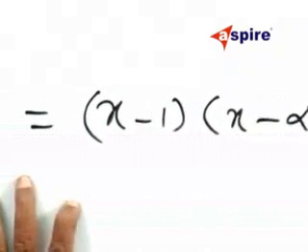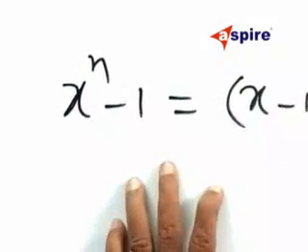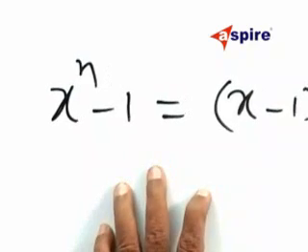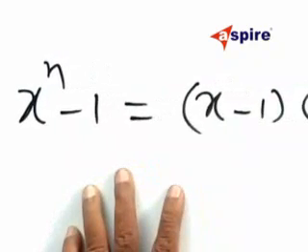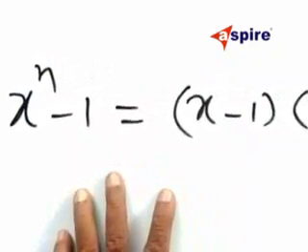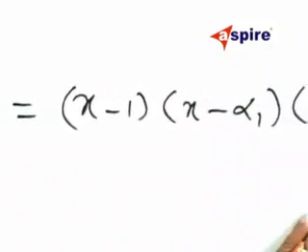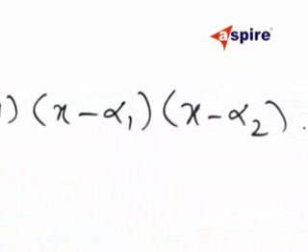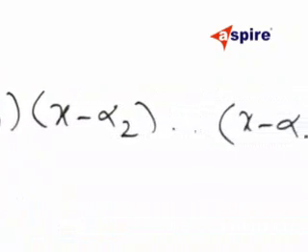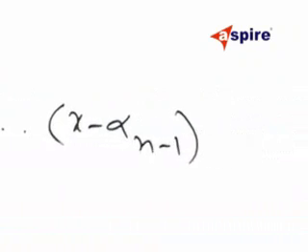That is, 1, alpha 1, alpha 2, etc., alpha n minus 1 are the nth roots of unity. Then you look at the answer. What is to be done? I want (1 plus alpha 1), (1 plus alpha 2), etc. So the problem suggests I will put x equal to, say, minus 1.